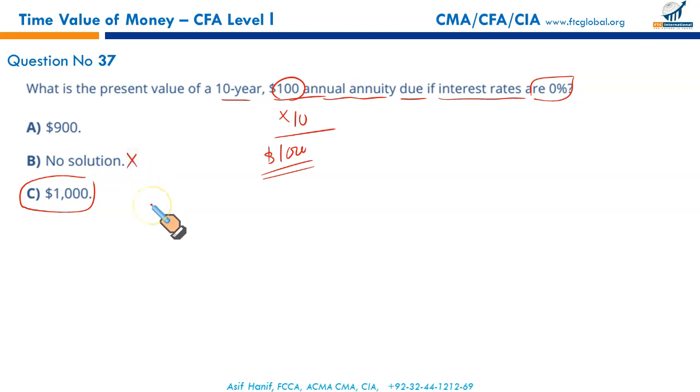This is not right. Why not? Solution: interest rate of 0 means there is no discounting, no impact of discounting. $100 will mean $100 in present terms. So 10 such payments mean you will have a total of $1,000. That makes C the correct option.